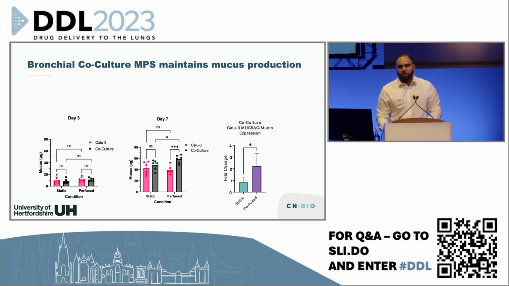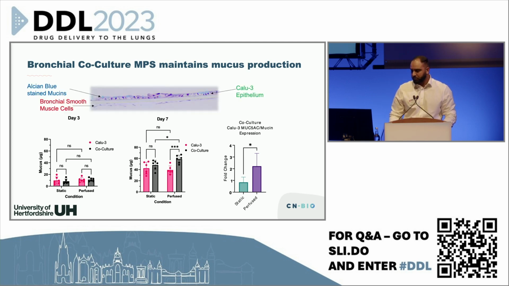This is also shown in the qPCR analysis, where we're seeing, again, the co-culture Calu-3 model in the perfusion is increasing its expression of MUC5AC mucin. We also did some histological staining to see what that looks like, and we can see in the blue there those mucins that are stained by the Alcian blue on the Calu-3 epithelium.